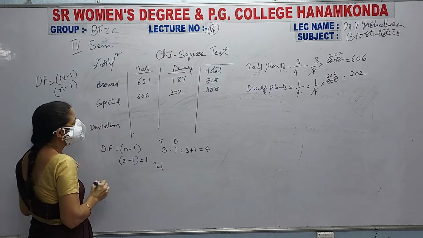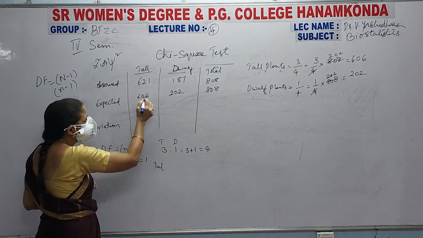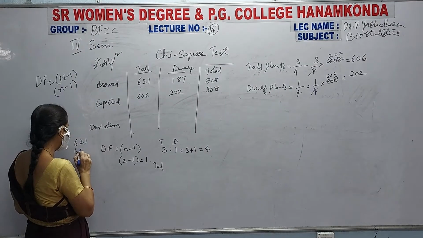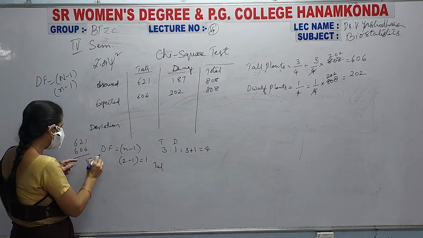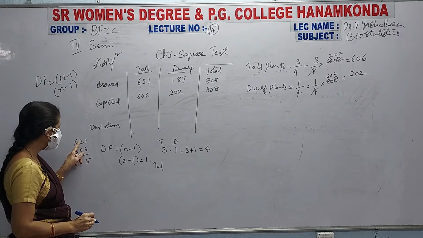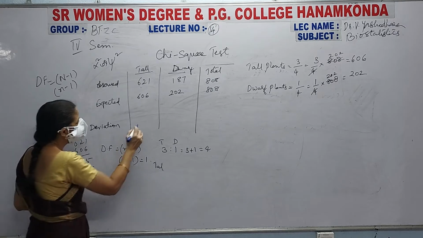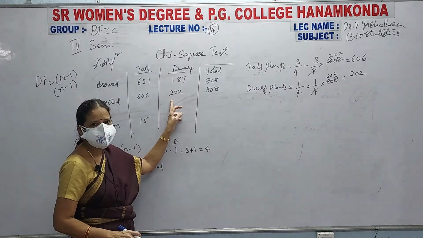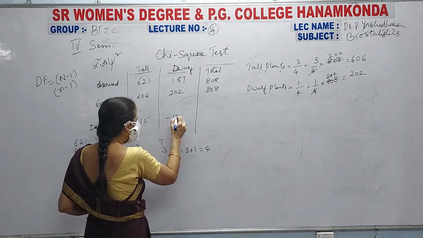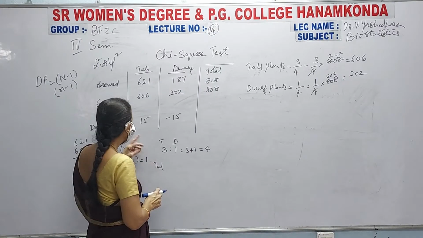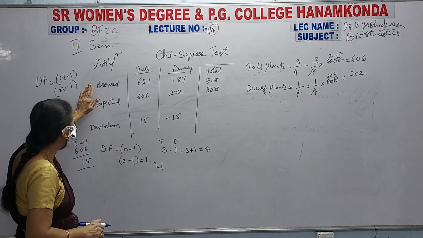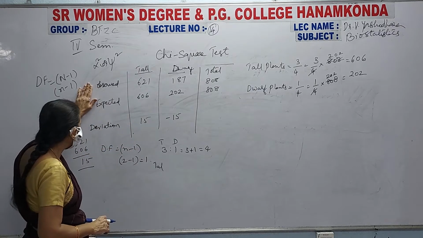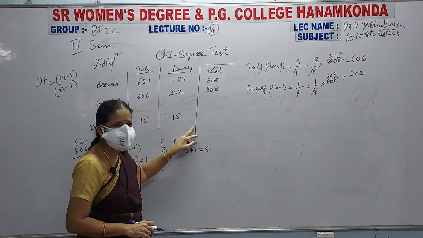See here, coming to the deviation, 621 minus 606. You got 15. But here 187 minus 202, here you will get minus 15. The deviation is minus 15. That is, the difference between observed and expected for tall plants is 15, and the difference between observed and expected for dwarf plants is minus 15.